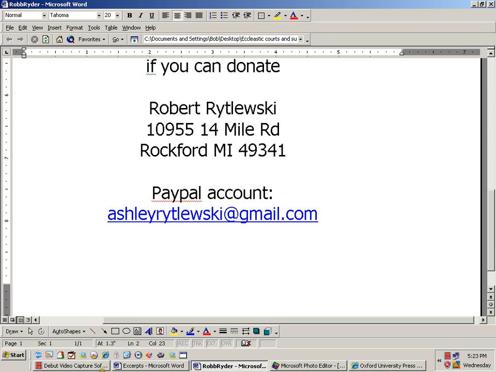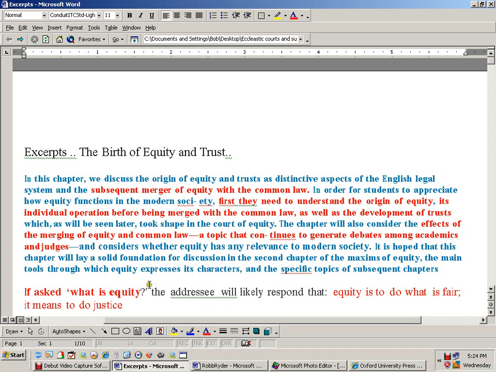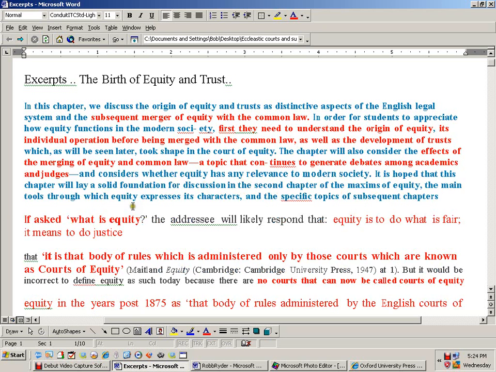Okay, so in this book, The Birth of Equity and Trust, like I said, I just pulled out excerpts. You're going to have to go and read the rest if you want, but this is just to build a foundation of the things I'll be talking about later. So in this chapter, we discuss the origin of equity and trust as distinctive aspects of the English legal system and the subsequent merger of equity with common law. Okay, so they were distinctive and then they got merged.